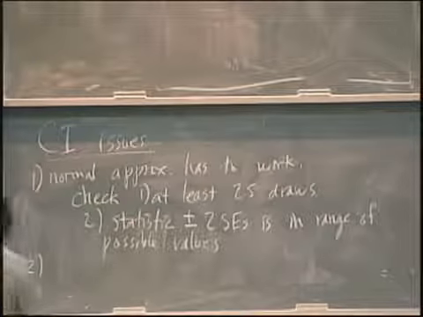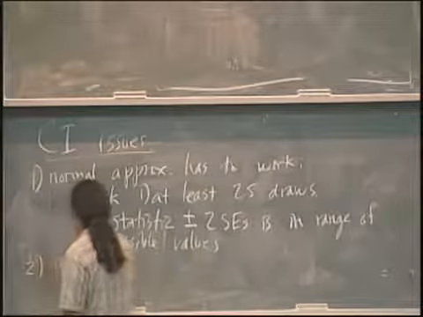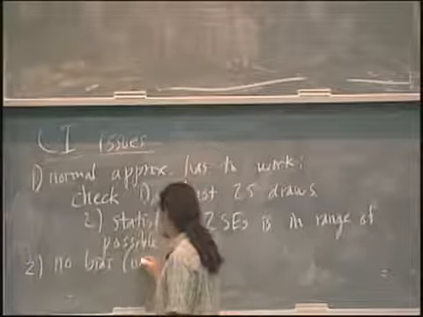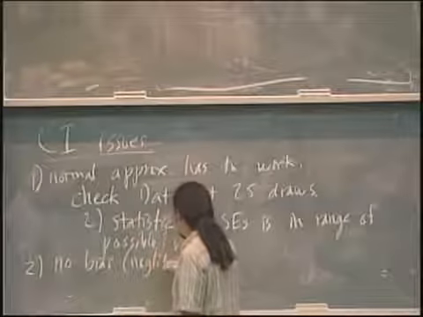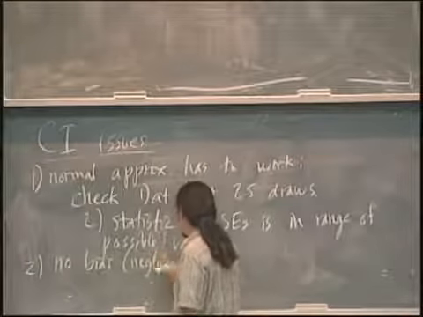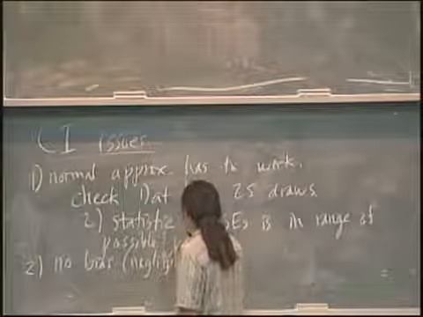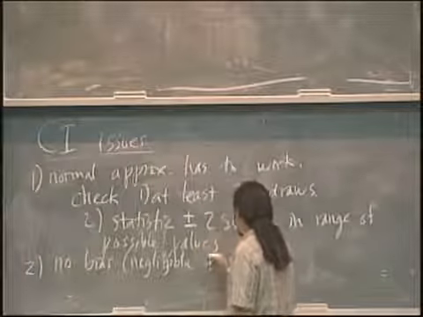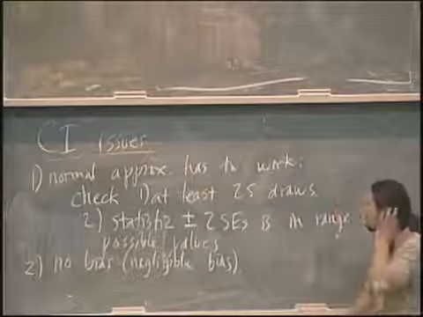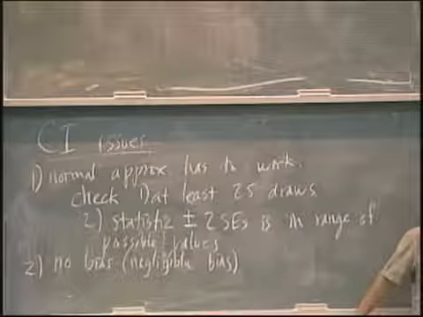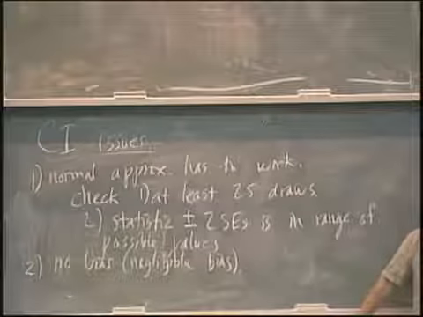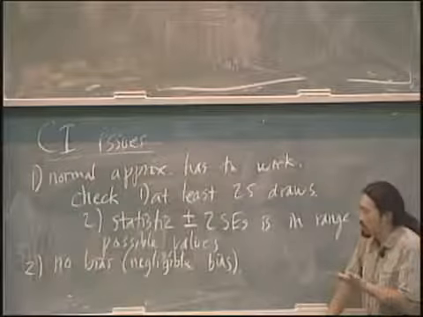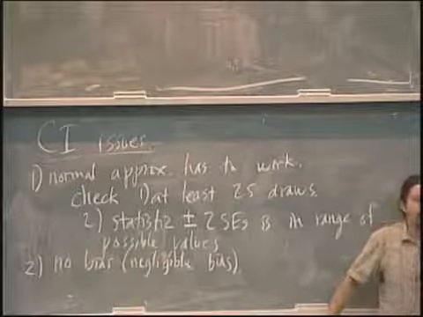The second thing is that you shouldn't have any bias. So I'll say no bias or maybe negligible bias. There are examples that I'll do and are done in the book sometimes where it's the Gallup poll or something similar, and we'll make a confidence interval, even though we know that there probably is a little bit of bias for a variety of reasons.